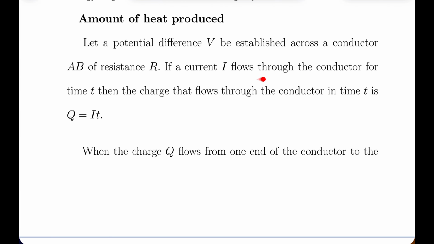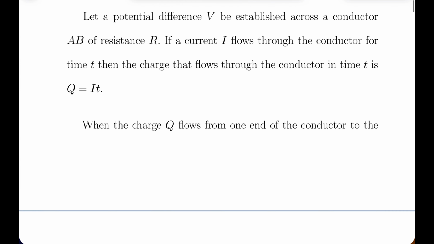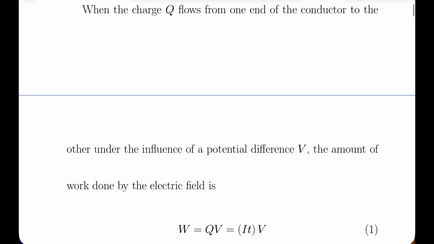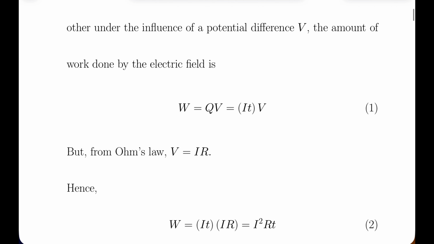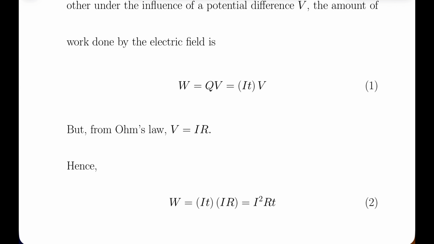If current I flows through the conductor for a time t, then the charge that flows through the conductor in time t is Q equal to It. When the charge Q flows from one end of the conductor to the other end under the influence of a potential difference V, the amount of work done by the electric field is W. This is given by the product of charge into the potential difference. So for Q, we put here I into t, and this is V here. So this is It into V.